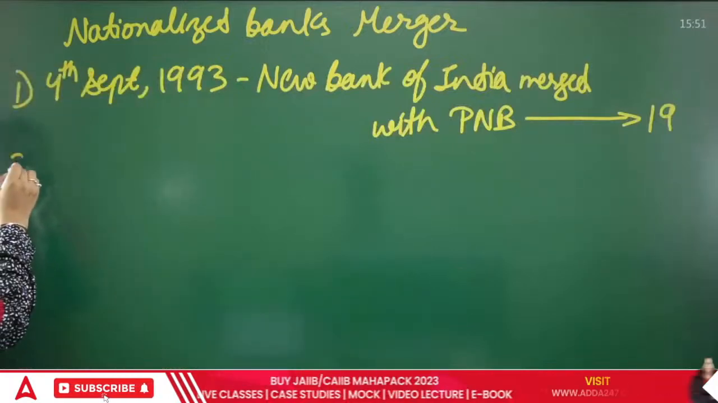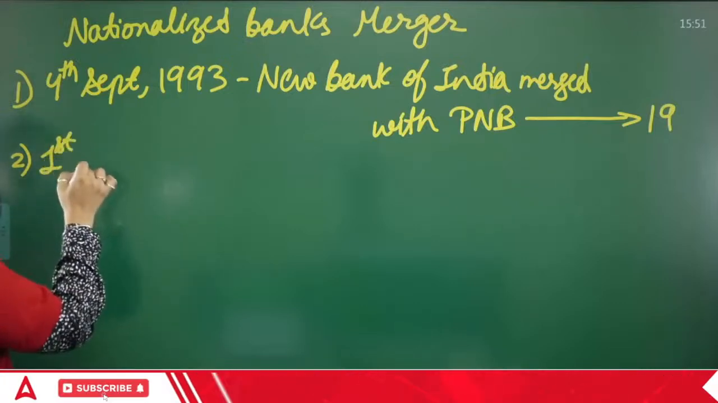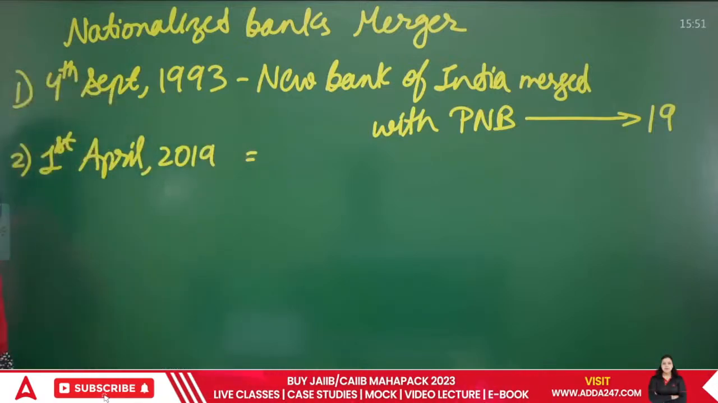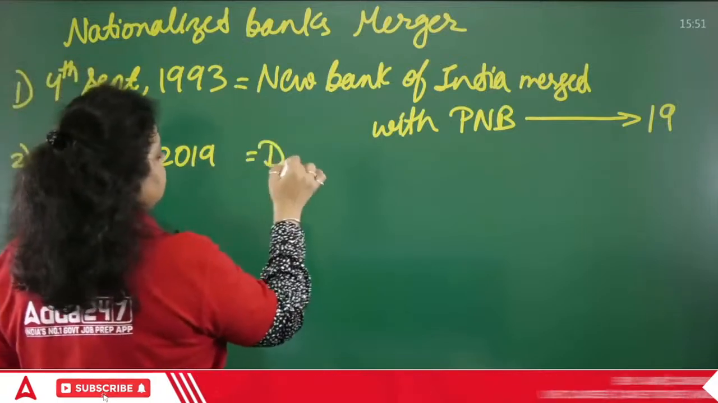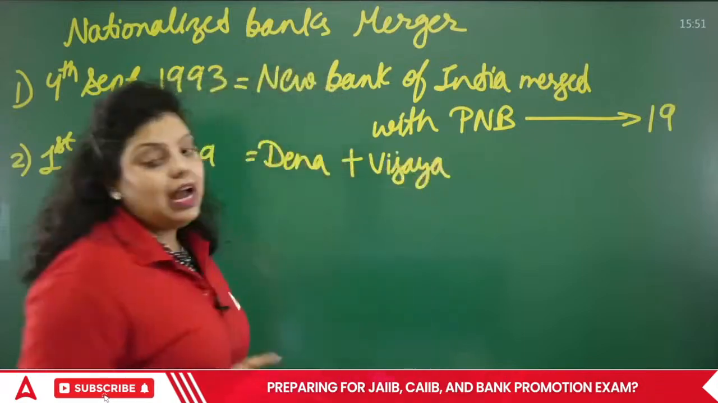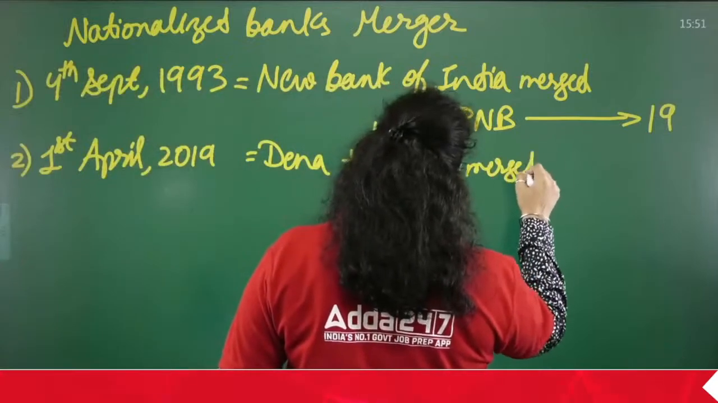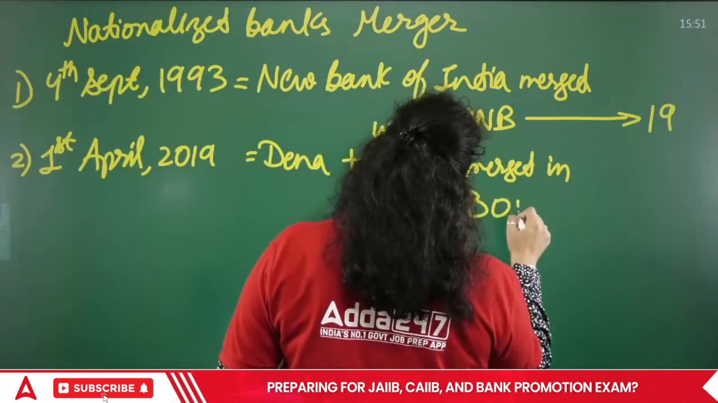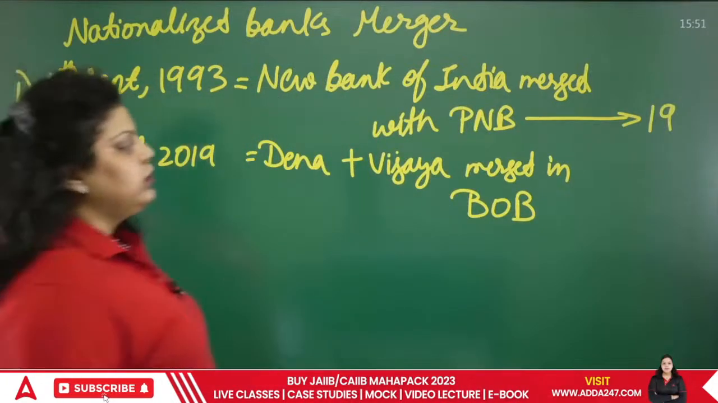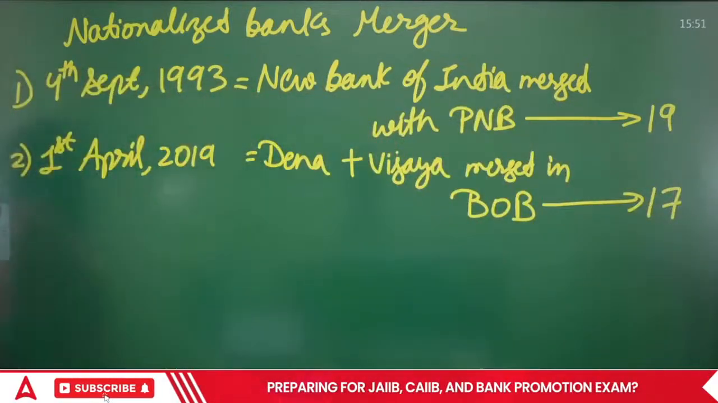After 1993, the next merger happened in 2019. The 1st of April 2019 was the second year in which a merger was done. Here Dena Bank and Vijaya Bank were both merged with Bank of Baroda. So after this merger, we were left with only 17 nationalized banks because 2 more banks were merged.